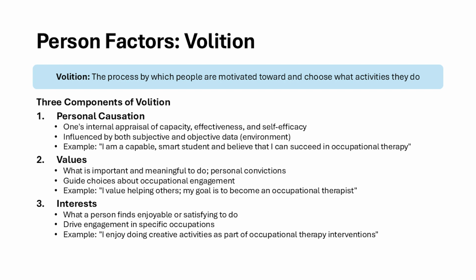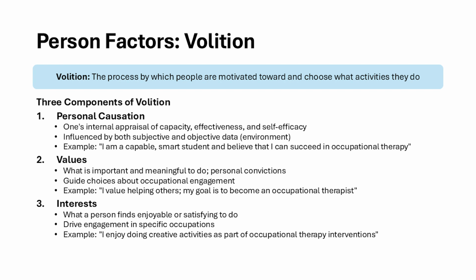Right. First there's personal causation. Think of it as self-efficacy. It's your internal belief about your own capacity and effectiveness. Like the example from the source material. Thinking, I am a capable student. I believe I can succeed in OT. That kind of internal self-talk. Exactly. It's built from experience, both subjective feelings and objective results.